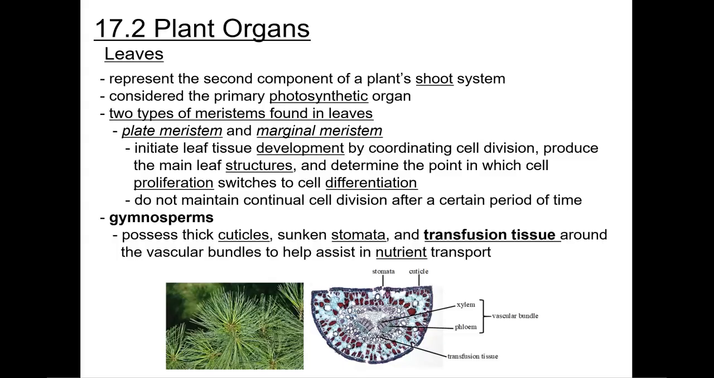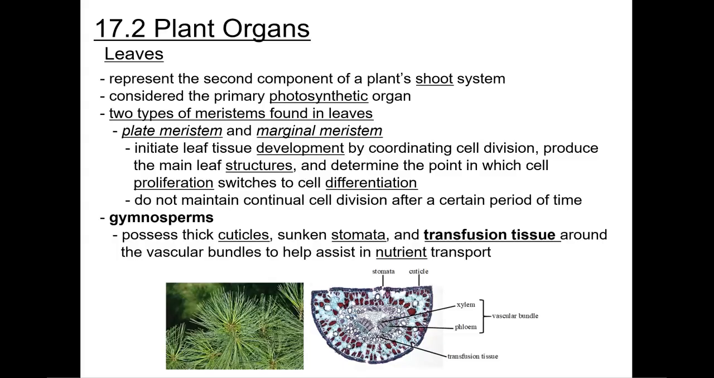to cell differentiation. So proliferation is where they're just dividing and making more, making that plant grow. Differentiation is where they turn into different parts and start doing different things within that cell. They do not maintain continual cell division after a certain period of time, so they'll quit proliferating and then just go into differentiation and start performing whatever action the differentiated tissue performs.